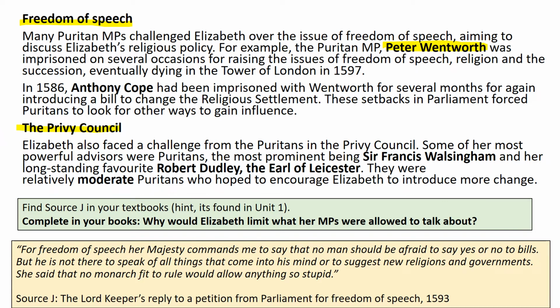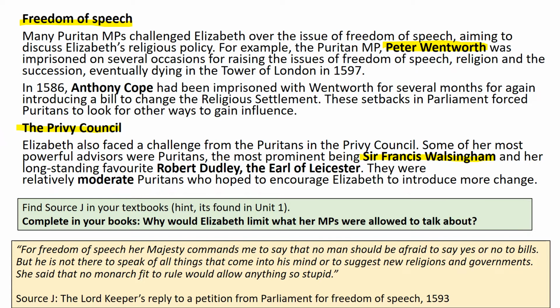Elizabeth also faced challenge from Puritans in the Privy Council. One of her most powerful advisors was a Puritan. His name was Sir Francis Walsingham. He was the spy master. And we often regard him as one of the most loyal Privy Councillors to Elizabeth. He was able, for the most part, to put his religious views aside and help the Queen objectively, but he was still a Puritan. He still disagreed with her on several issues.